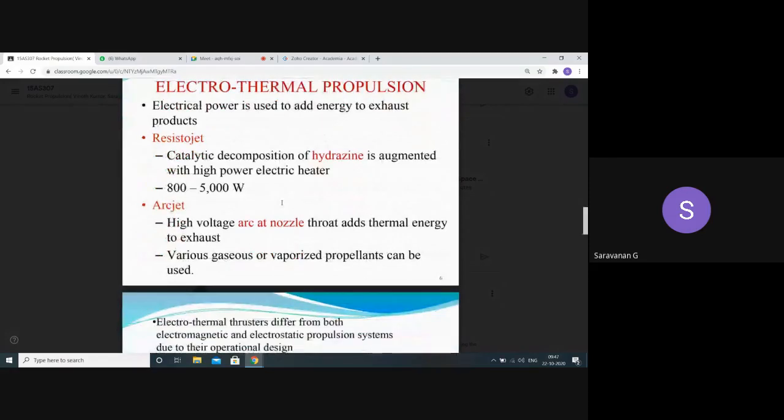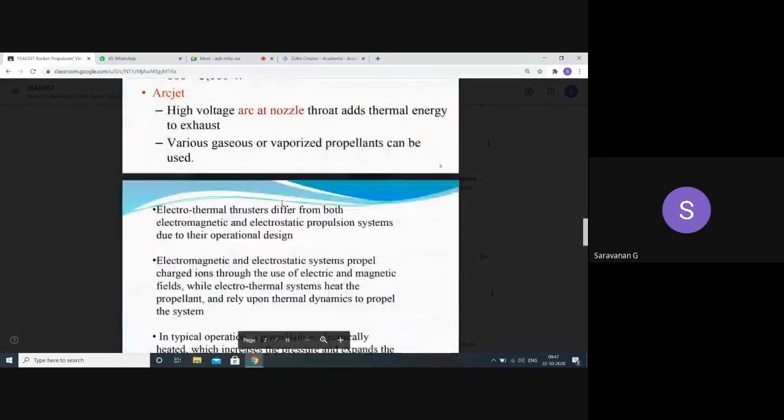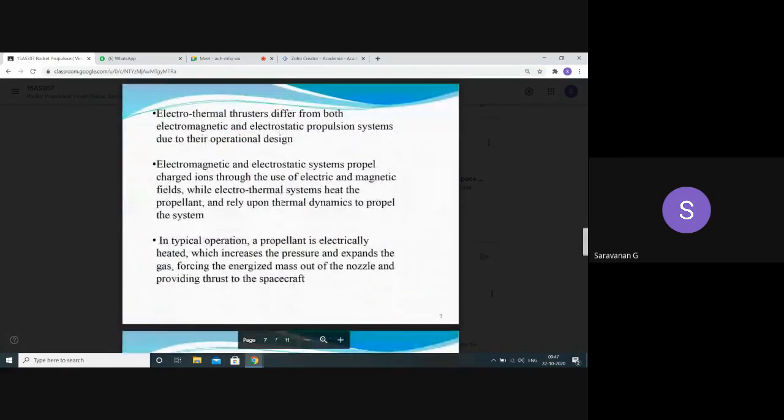Then these electrothermal thrusters differ from both electromagnetic and electrostatic systems due to the operational design only. Other than that, the principles are the same: an electric power system is used for creation and expulsion, and only the propellants are heated up. Everything is the same except the operational design. So electromagnetic and electrostatic systems propel charged ions through the use of electric and magnetic fields, while electrothermal systems heat the propellant.